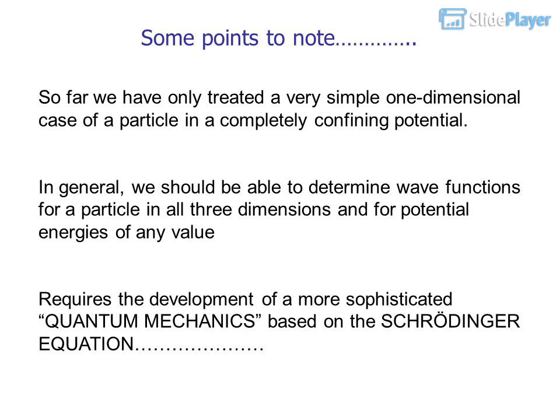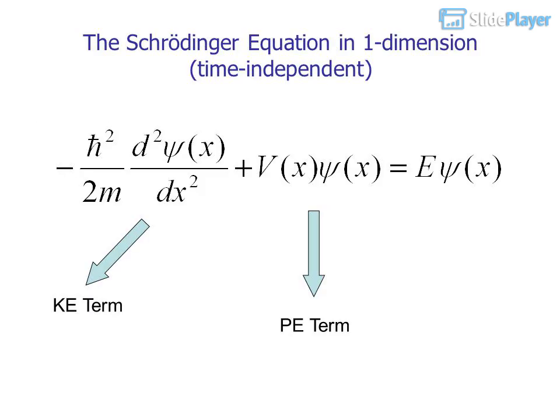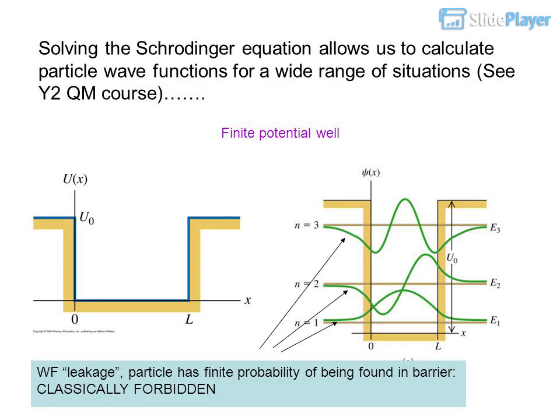Some points to note. So far we have only treated a very simple one-dimensional case of a particle in a completely confining potential. In general, we should be able to determine wave functions for a particle in all three dimensions and for potential energies of any value. This requires the development of a more sophisticated quantum mechanics based on the Schrödinger equation in one dimension. Time-independent: kinetic energy term, potential energy term.